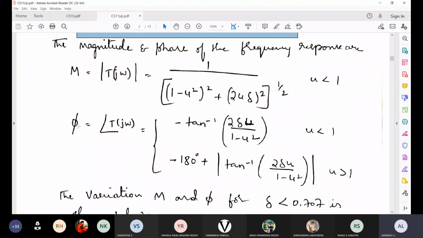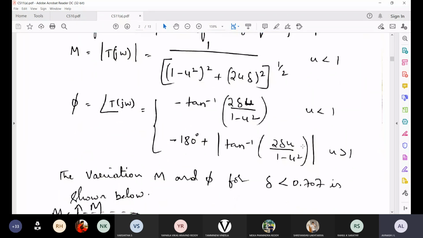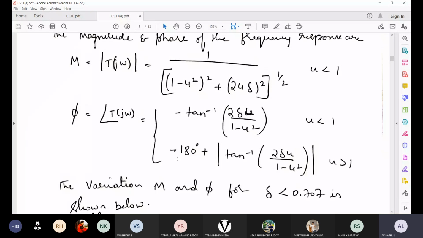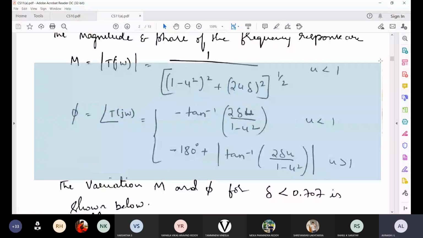Similarly, the phase angle phi will be equal to minus tan inverse of 2 delta u divided by 1 minus u squared. That is imaginary part divided by real part. And when u is greater than 1, it is minus 180 degrees plus tan inverse, where the equation is going to change. These two are the equations from the observation we have written. So please copy these particular equations.